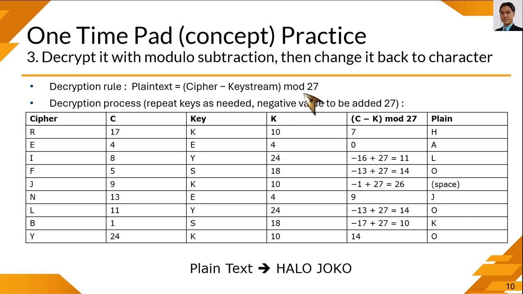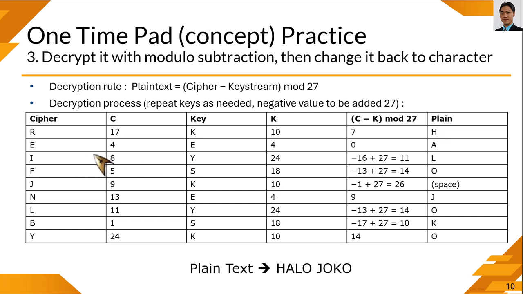So using the same pattern, now we have the cipher R, and the corresponding number is 17. It is with the key K, and the corresponding number for the key K is 10. 17 minus 10 is 7. 7 modulus 27 is still 7. And when we remap it again, 7 is the letter H.